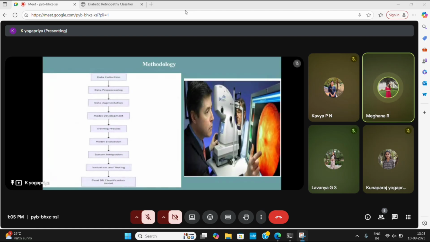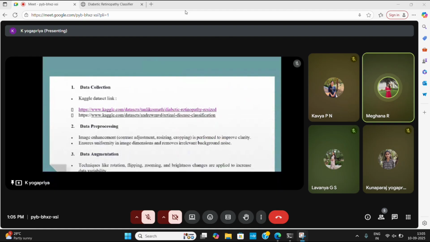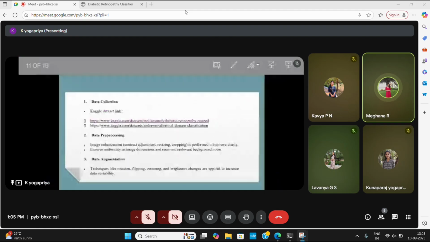About the methodology of our project. The first step is data collection. The first step involves gathering a comprehensive data set of retinal fundus images, which is obtained from the Kaggle website. Each image is typically labeled with a grade of diabetic retinopathy, which includes no DR, mild DR, moderate DR, severe DR, proliferative DR. Proper labeling is crucial for supervised learning.